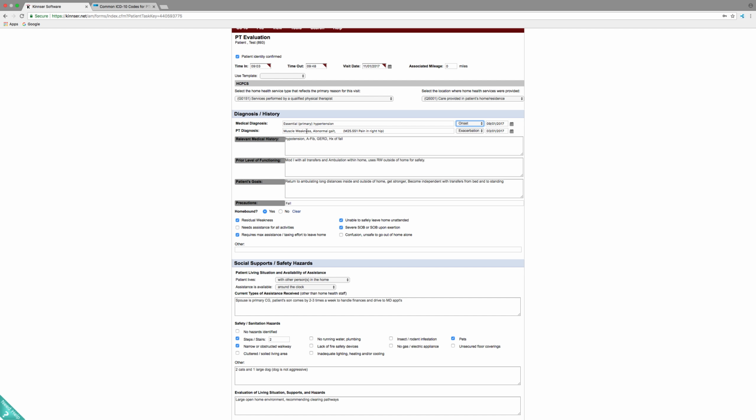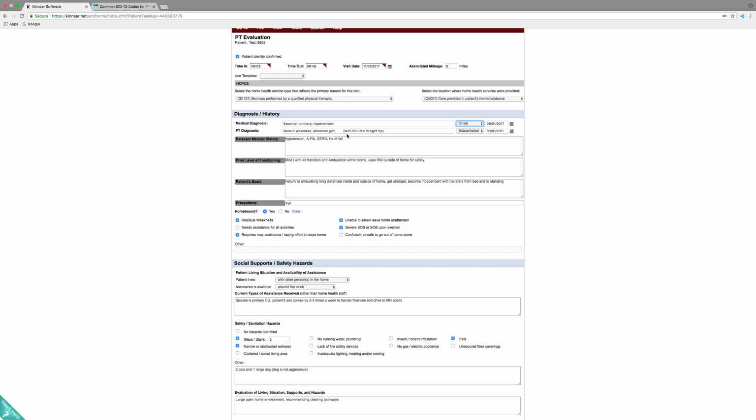On PT diagnosis, we need to be good about putting this in place. A lot of times therapists will leave this blank, and really we need to have something here. You can generically put in muscle weakness or abnormal gait. I've put both of them here just for illustration purposes. Either one of those work, and they're both very generic in fashion. Home health agencies and Medicare auditors who actually look at this documentation would like for it to be as specific as possible.